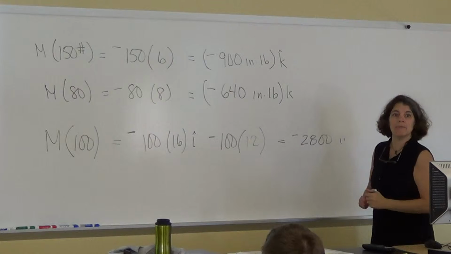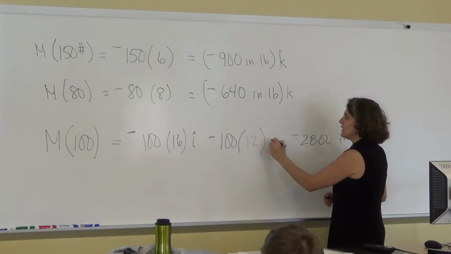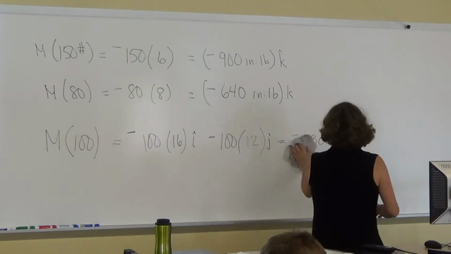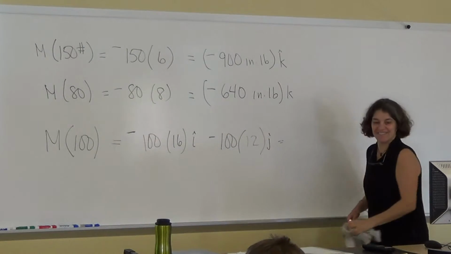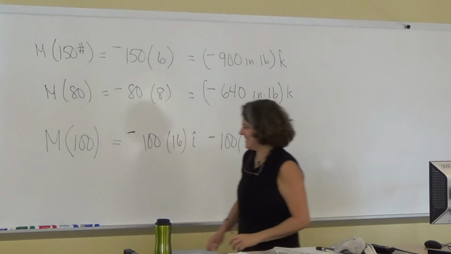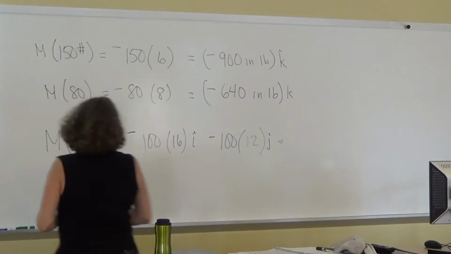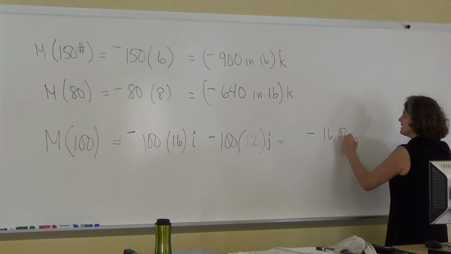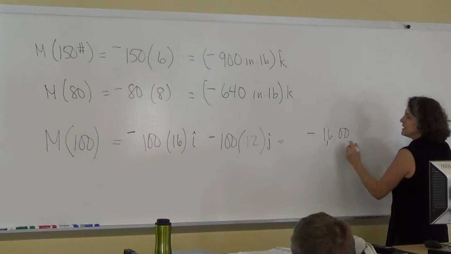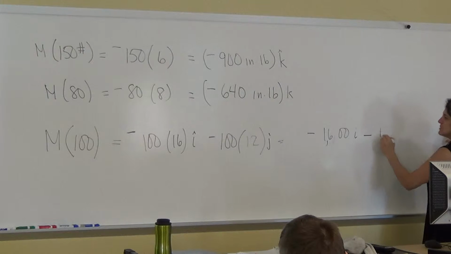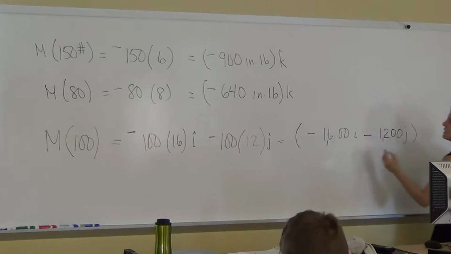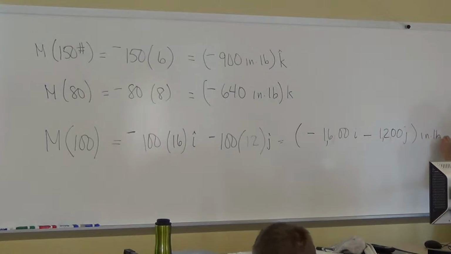Oh, no, can I add them? Look what I'm doing. Craziness, right? Can't do that, right? Okay, so it's negative 1,600 I minus 1,200 J, and the units is what? Inch-pound.